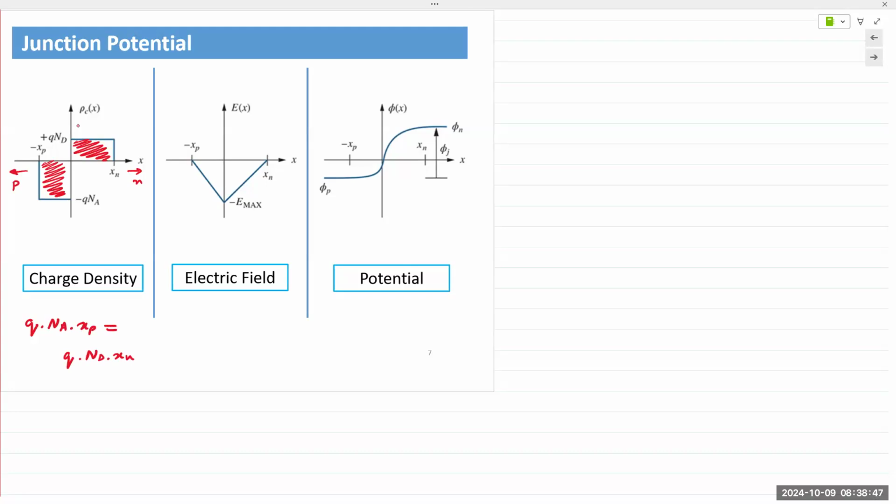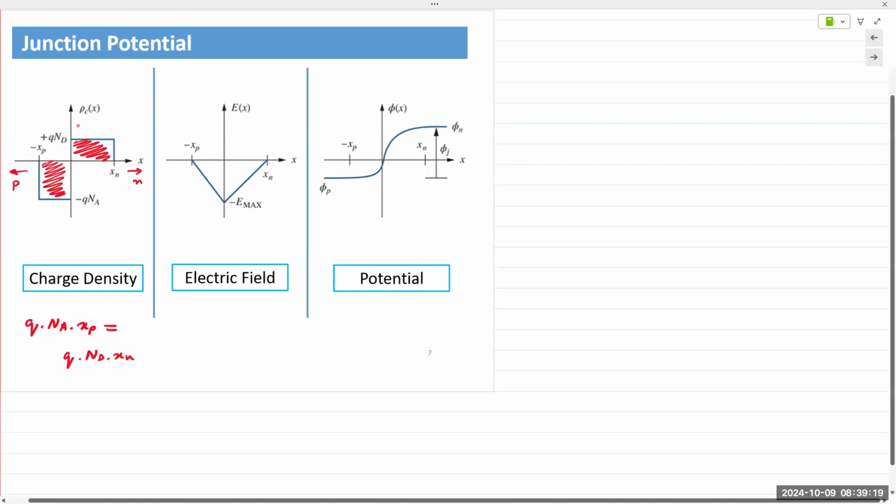Basically, it will keep going into the P and N type materials until the charge is balanced out. Even if NA and ND are different, XN and XP, how deep they go into the material, would change until it balances out. And then, of course, that gives rise to the electric field. The electric field will also not be uniform, and it reaches a max level. We call that E max.